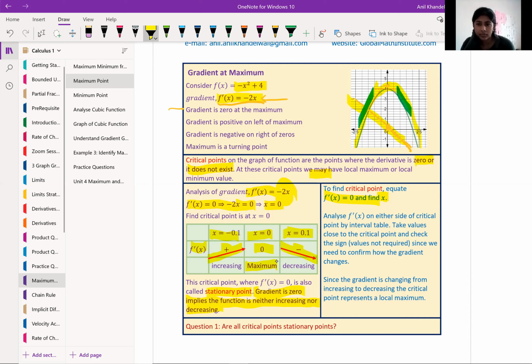Now, here is a question for you, Amy. Can you read the question and answer this particular question? So, are all critical points stationary points? Yes. What is the answer? Wait, are all critical points stationary points? No. No, that's correct. Because in critical points, you're also looking into? Does not exist. Does not exist.